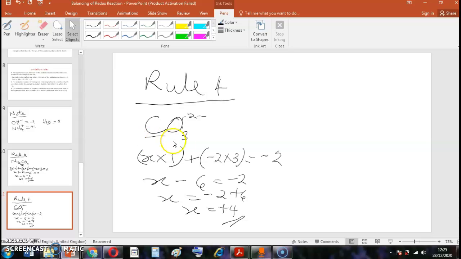Then we have rule number 4. This is a polyatomic ion. Polyatomic, two or more atoms combining together to form an ion. We call it polyatomic. Over here, when you sum up all the individual atoms' oxidation numbers, equate it to the charge on the ion. So you see that here it is equal to -2, because we have 2- on the ion.